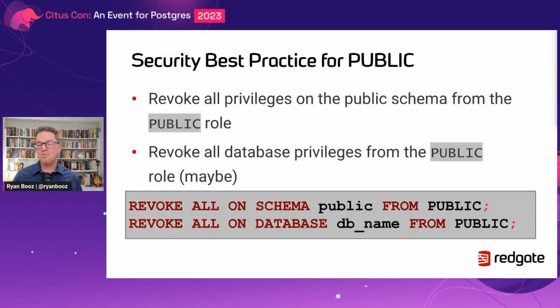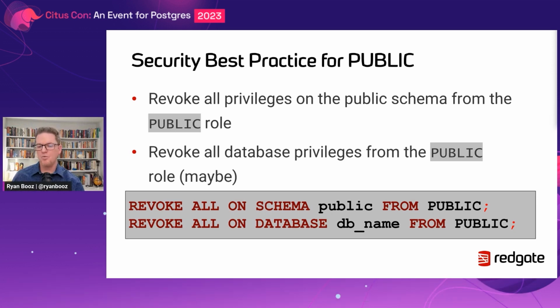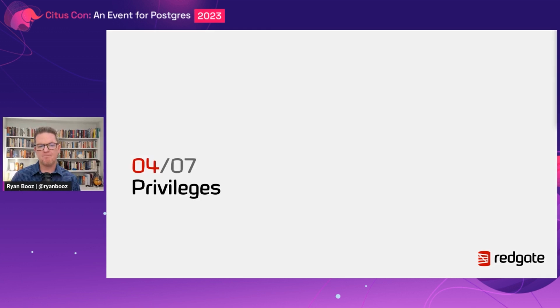And that's why the security best practice, which has actually been out there for many years, if you do any kind of search on best practices with Postgres and security, you'll find that the recommendation is that when you spin up a new database, you remove all privileges on the public schema from the public role, and maybe remove all privileges on the database. That would mean that you will then have to go back and grant connect and usage privileges to all of the roles that you want to be able to do that. But this then allows you to have full control over the database.